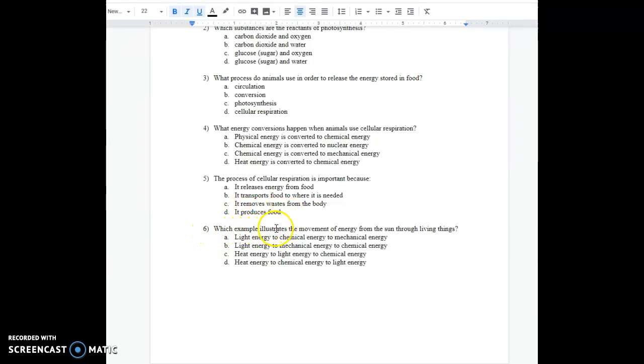Number 6. Which example illustrates the movement of energy from the sun through living things? A. Light energy to chemical energy to mechanical energy. B. Light energy to mechanical energy to chemical energy. C. Heat energy to light energy to chemical energy. Or D. Heat energy to chemical energy to light energy.